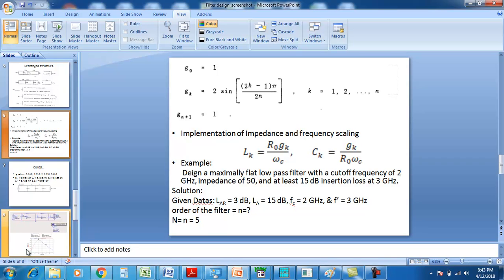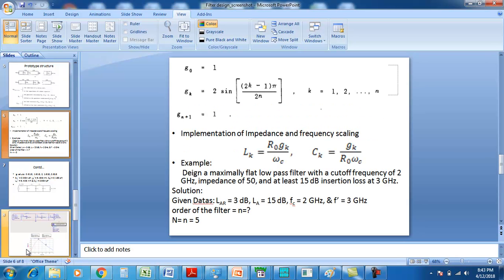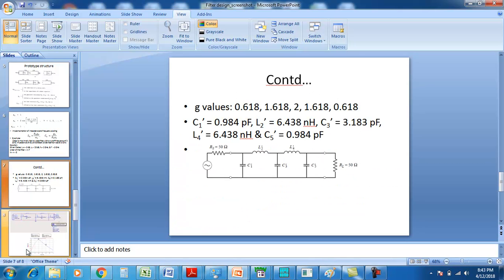Now the unknown parameter is N. This N is calculated from the first two equations. If we substitute these values into the first two equations, we are getting N equal to 5, that is approximately equal to 5. Then, using the G formula, Gk is calculated from the above mentioned equation. From this, we are getting the Gk values. These Gk values are implemented in the prototype structure.